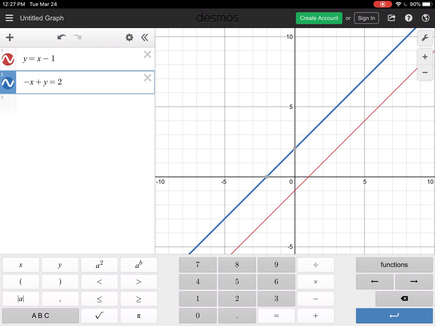When we graph these, you should notice we've got parallel lines. They have the same slope, which is 1. They both go up 1, right 1, up 1, right 1, forever and ever. And they have different y-intercepts. The first has an intercept at negative 1, and the second has an intercept at positive 2.